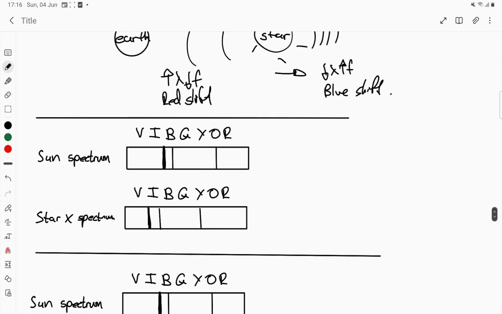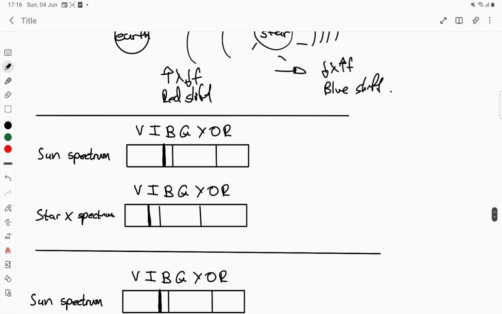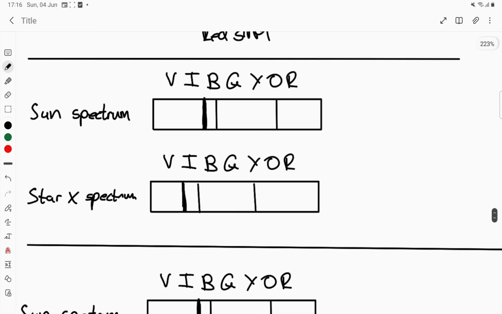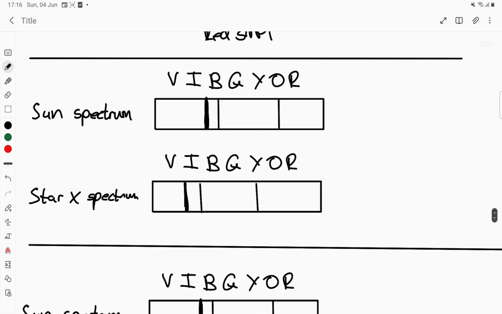We have a sun spectrum and a star X spectrum over here in the middle. And the sun spectrum looks like this, and the star X spectrum looks like this. The sun is stationary, right? So it's stationary, and star X will be moving. Now the question is, is star X moving away or moving towards the Earth or the sun or whatever? So that's the question. How do we determine this?